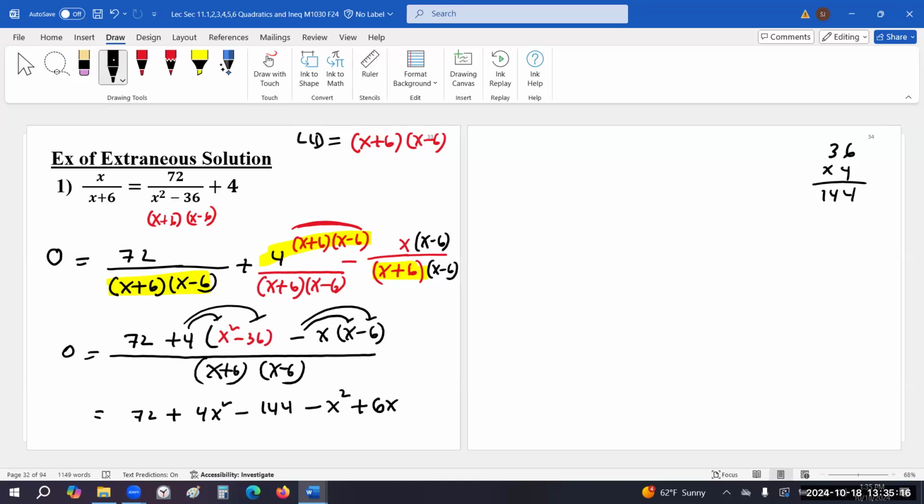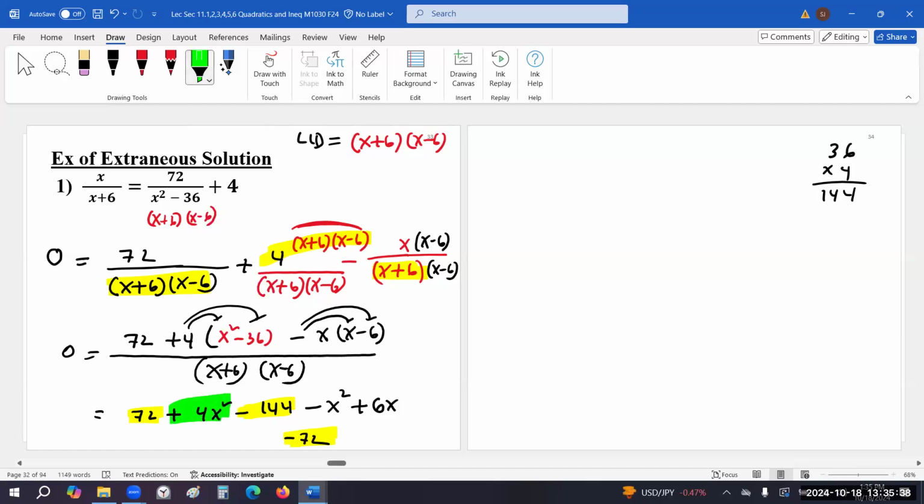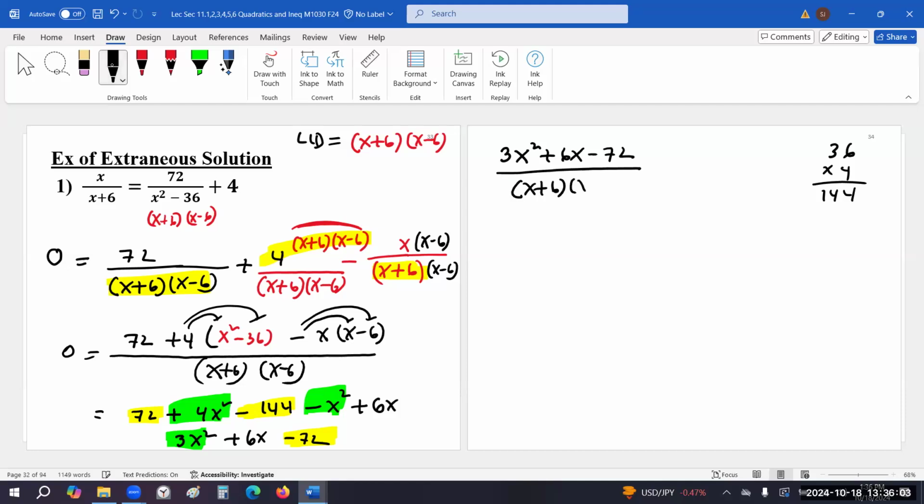I'm too lazy to write down the denominator, so let's simplify the numerator here. We have 72 number and 144 number. When you combine them, what number we have? Minus 72. Then we have, let's say, 4x squared minus x squared. So we have 3x squared. The only single thing we have is 6x. It doesn't have any pair. So we have 3x squared plus 6x minus 72 over x plus 6, x minus 6 equals 0.